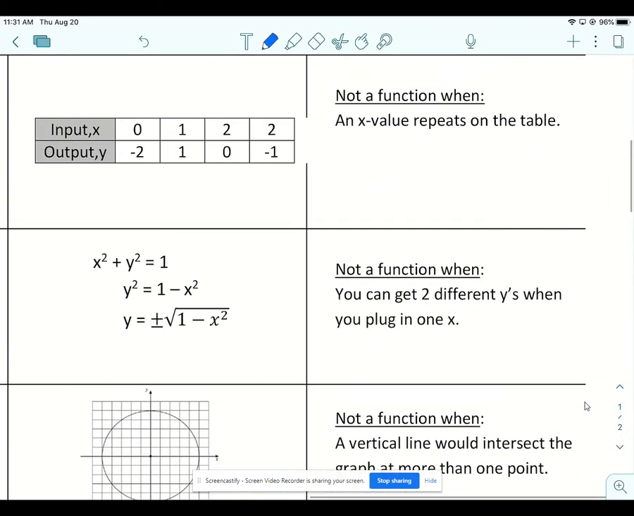If you're looking at a table, for it to not be a function, you would see that this 2 is repeated. 2 is paired with 0 and 2 is paired with -1. That cannot happen for a function.